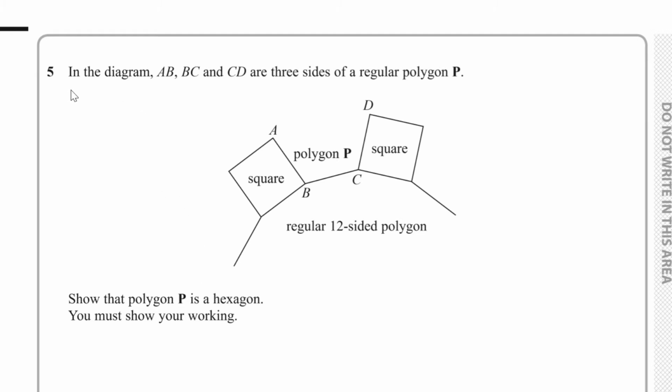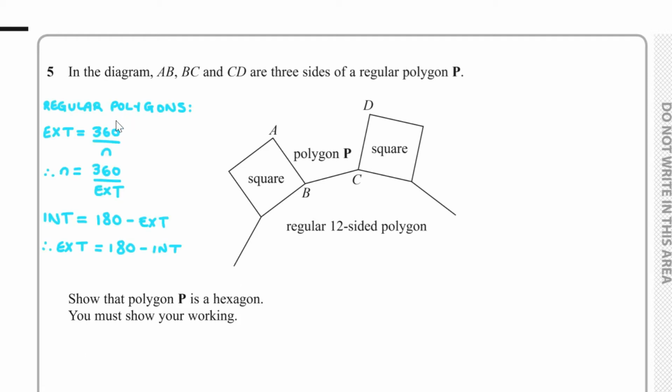Question number 5. In the diagram, AB, BC and CD are 3 sides of a regular polygon. So we have a square here, we've got another square here, here we've got a regular 12-sided polygon, and here we have a polygon P. And in this question we have to show that polygon P is a hexagon showing all our working.